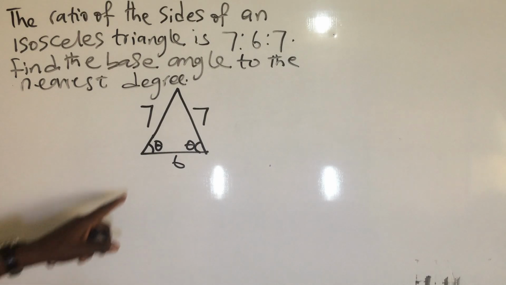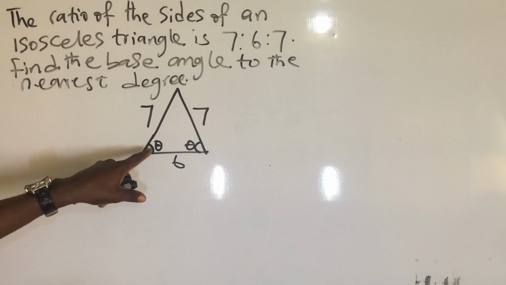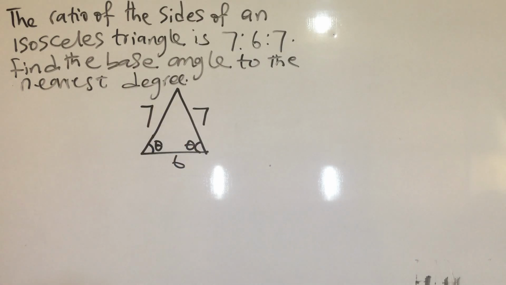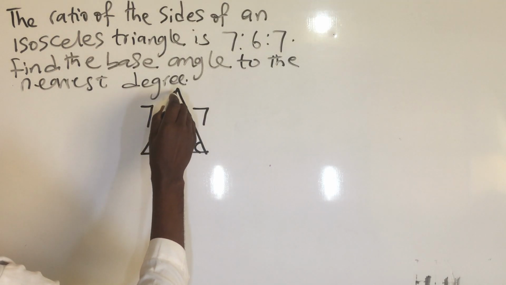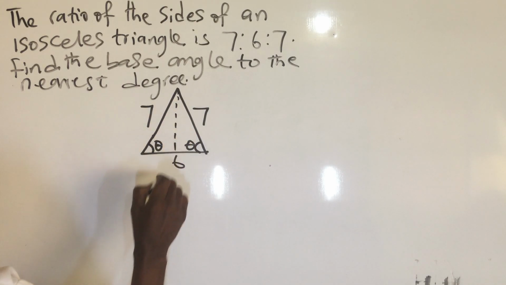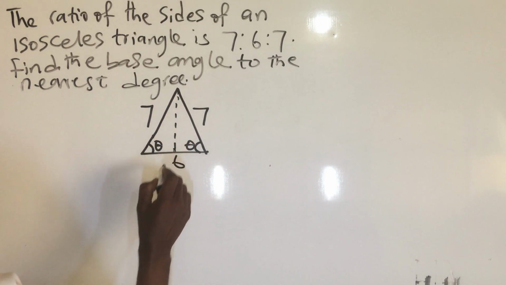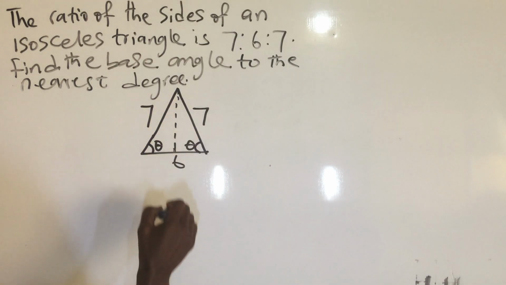Now the question says we should find the base angle, okay? If we can find one of them, then we've found both of them because the two of them down here are equal. So in order to find the base angle, what do we do? We now find the mid of this triangle, meaning we now find the half of the triangle. This is the half of the triangle, okay?